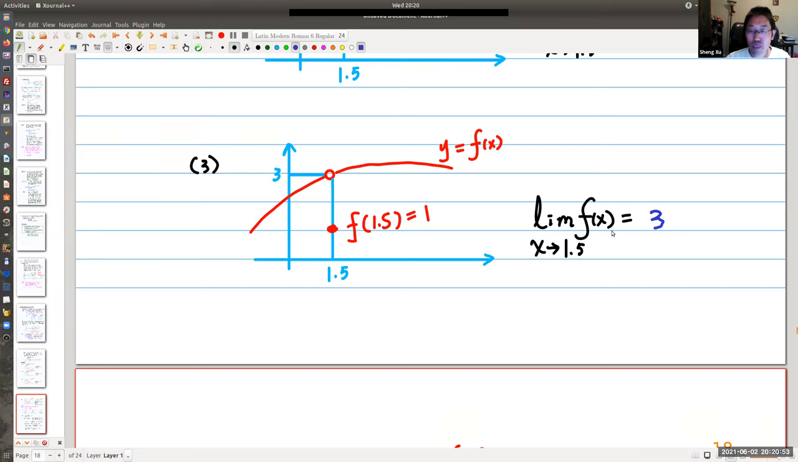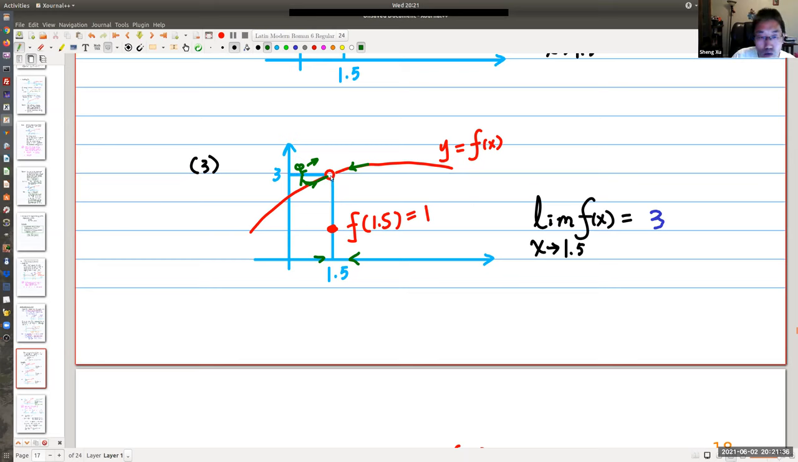So in this case, the limit is still three. Why? Because as I said, we're just concerned about the value of this function f of x as x approaches 1.5. But we don't let x equal 1.5. It's just like you climb a mountain. For example, if you are here, you climb this mountain like this, so you're getting closer and closer to this hole, as close as you want. 1 millimeter, 1 micrometer, 1 nanometer, but you don't step into that hole. So then what's your height? Your height is getting closer to what? To that three. Does it make sense to you?